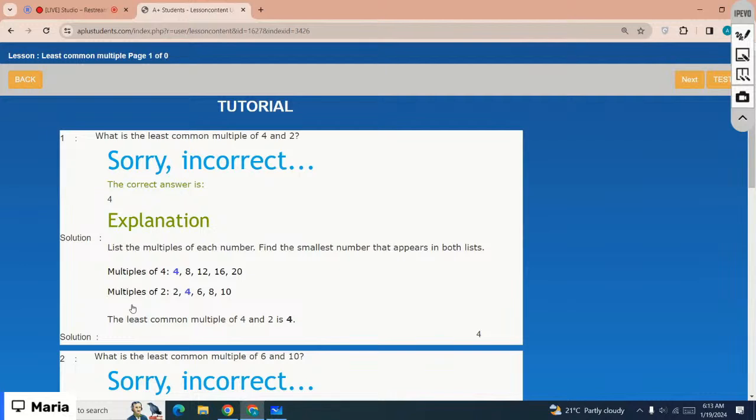The multiples of 4 are 4, 8, 12, 16 and 20. The multiples of 2 are 2, 4, 6, 8 and 10. So the smallest common number is 4. The least common multiple is 4. Got it?